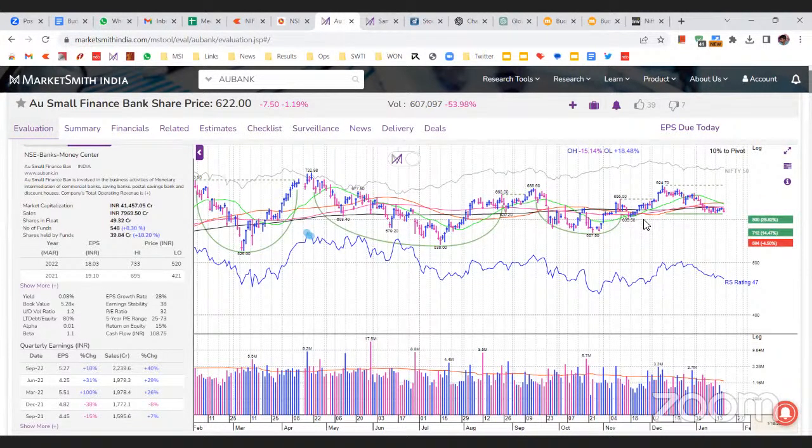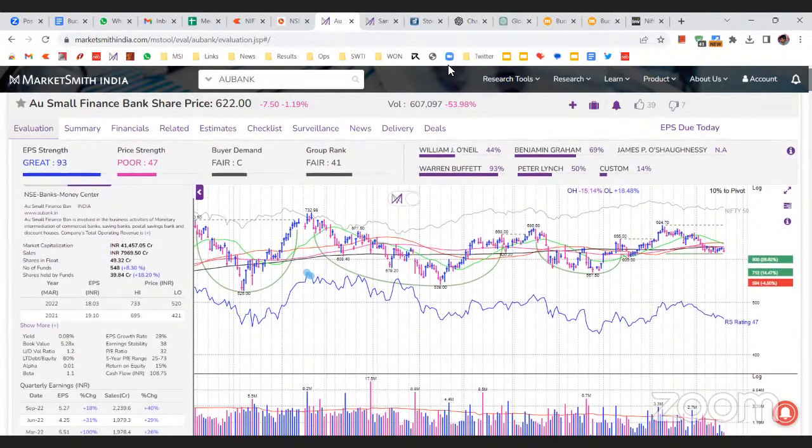Plus, you can see the RS rating for the last 6 to 8 months. The RS line has been moving downwards and the RS rating has been deteriorating. So even with good fundamentals, the price strength is very poor at 47, which is not a good sign. Plus the buyer demand is also very poor.